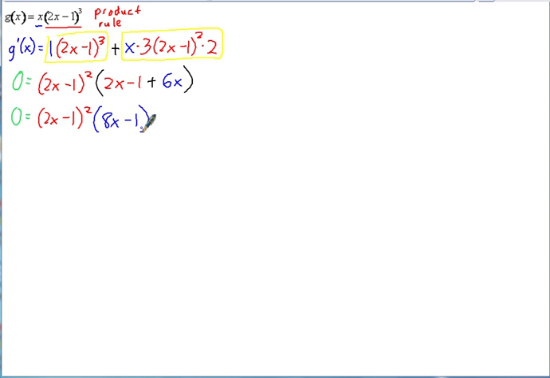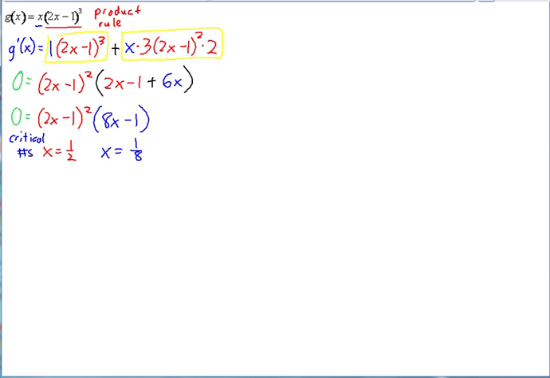So now in that factored form, we can see the only way that can equal 0 is if one of those is 0. So if you set 2x minus 1 equals 0, you get x equals 1/2. If you set 8x minus 1 equals 0, you get x equals 1/8. So those would be our critical numbers. And then you would, if you're using the first derivative test, you put on the number line, but here we're going to use the second derivative test.